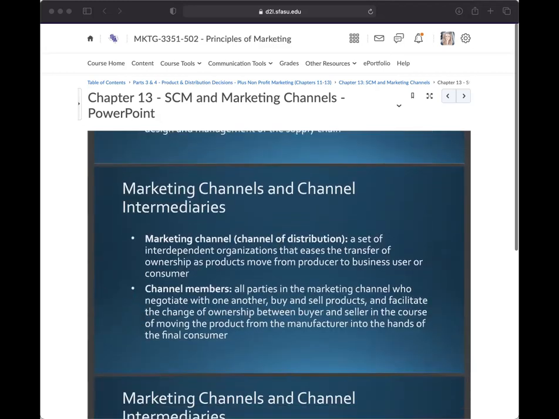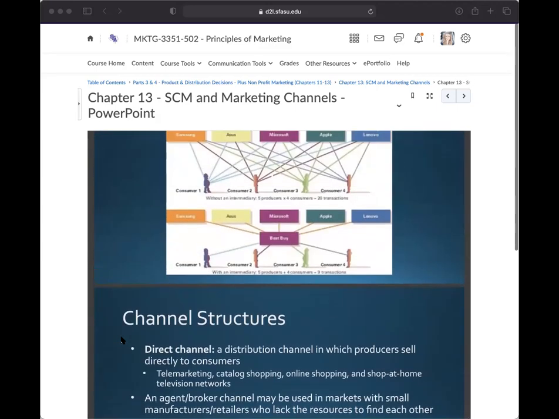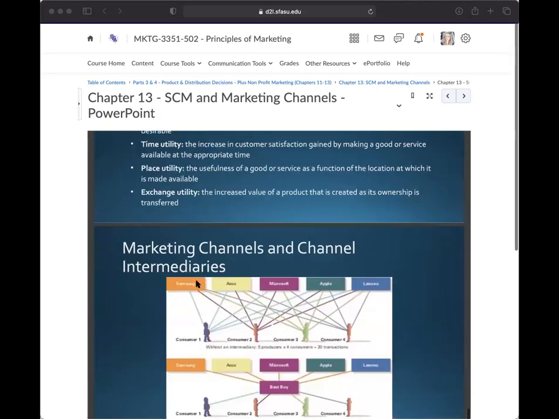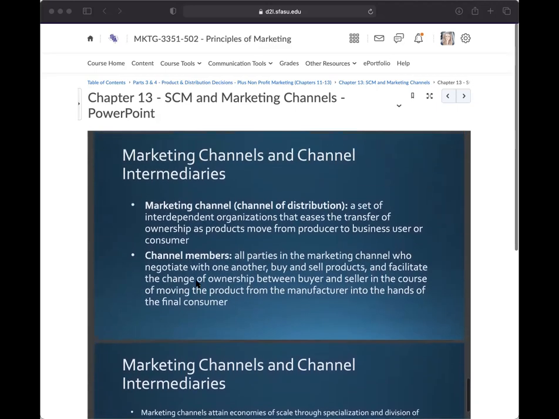There are different types of marketing channels, and there are intermediaries within those channels. I think it's really important that we take a little bit of time here to talk about that. Marketing channels are any organization that helps transfer goods between different places, and so that could be from the producer to a business or to the consumer itself. And so we'll look in a minute at this chart here to show how that works and some intermediaries within a marketing channel.